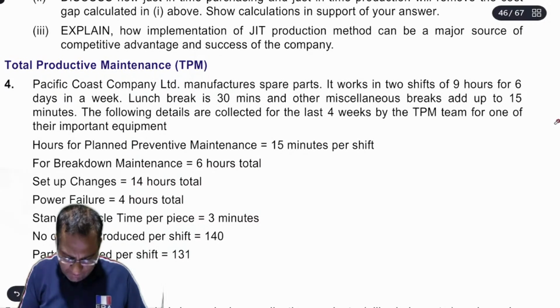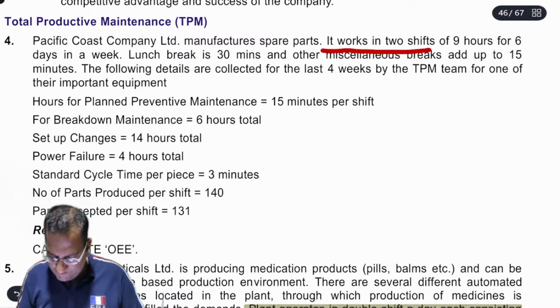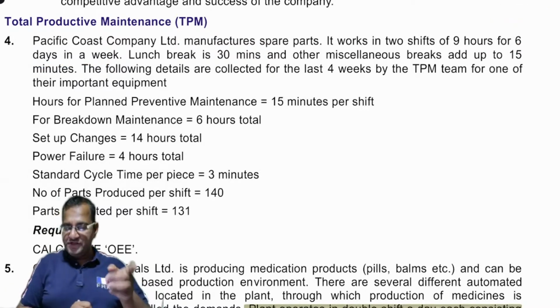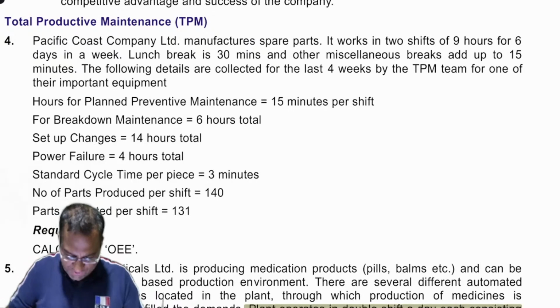Pacific Coast Company Limited manufactures spare parts. It works in 2 shifts of 9 hours for 6 days in a week. The very first question had a single shift. The second question, that is question number 5, had a double shift. While in this particular question, not only are there double shifts, but days in a week is also given to us. Let's see what impact this 6 days in a week will have on the calculation.